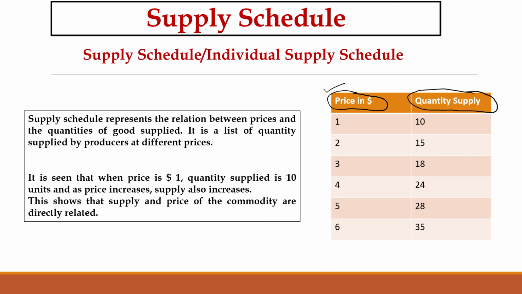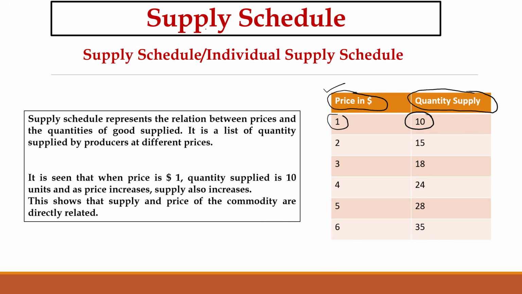You can see the prices are different. It is not the same: $1, $2, $3, $4, $5 and $6. These are the different prices. The quantity supplied is also different: 10, 15, 18, 24, 28, 35. So our schedule shows the different prices, and at different prices, what are the different quantities supplied? It can be seen in the table that when the price is $1, the quantity supplied is 10.